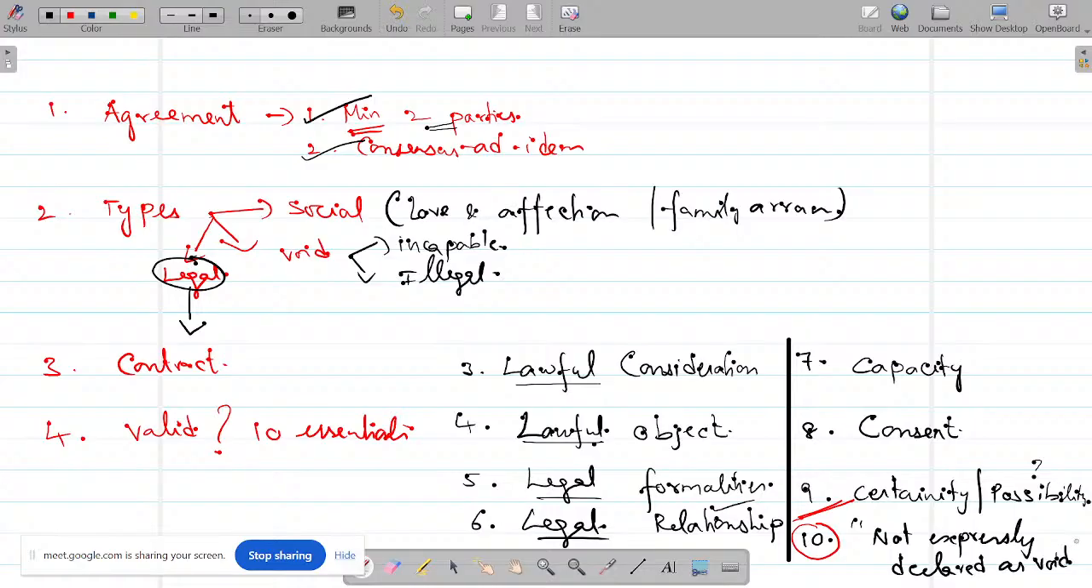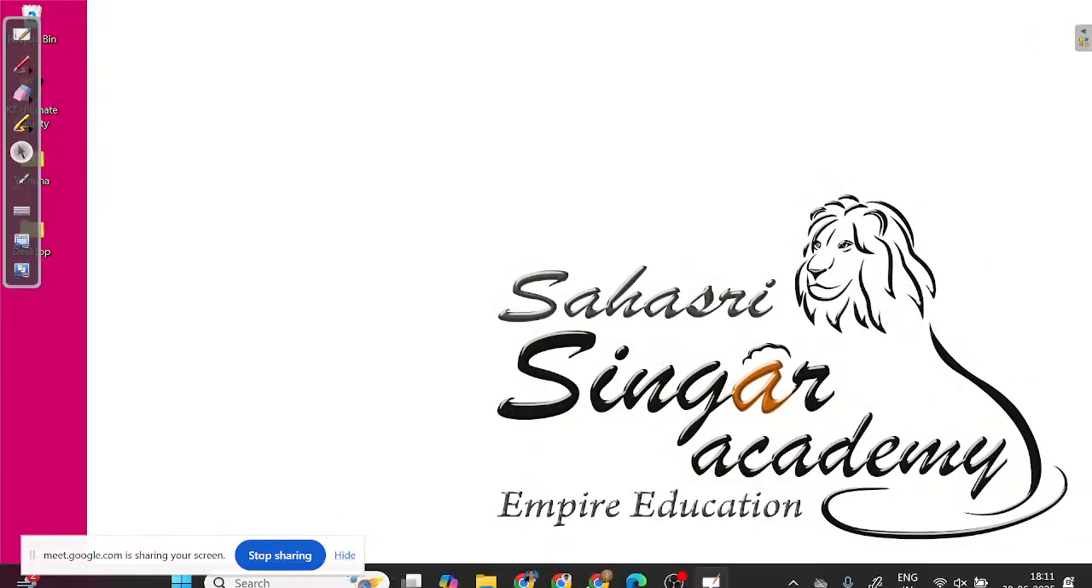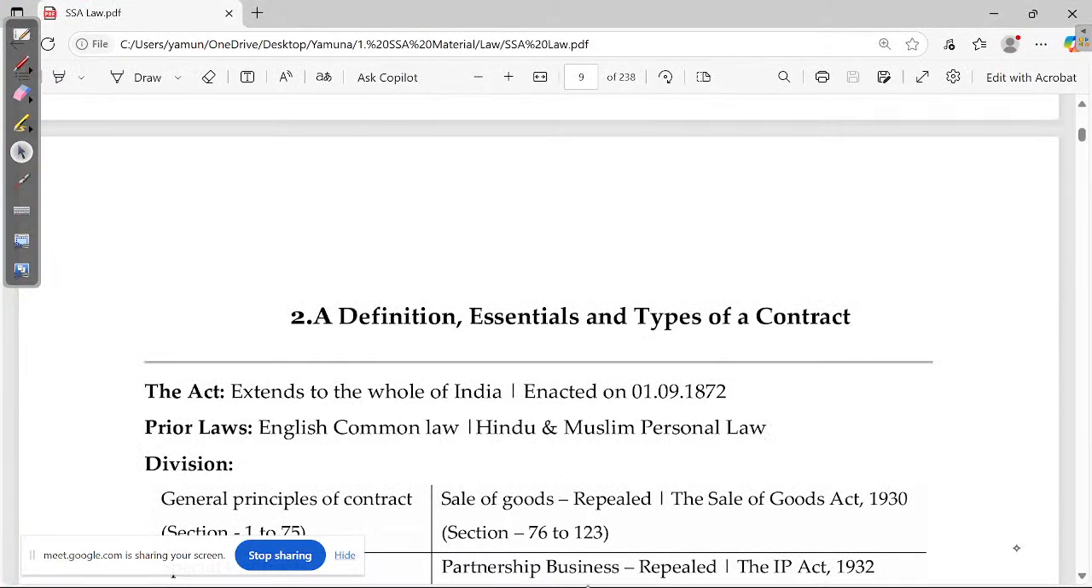If these 10 points are there, we'll call the contract a valid one. Else the contract will become invalid. But in law, we will never use the term invalid. Instead, we are going to use other terms called void, void ab initio, voidable, unenforceable. These terms will be used. Is it okay? So I'll continue from the single material. You can please join from the single material here.